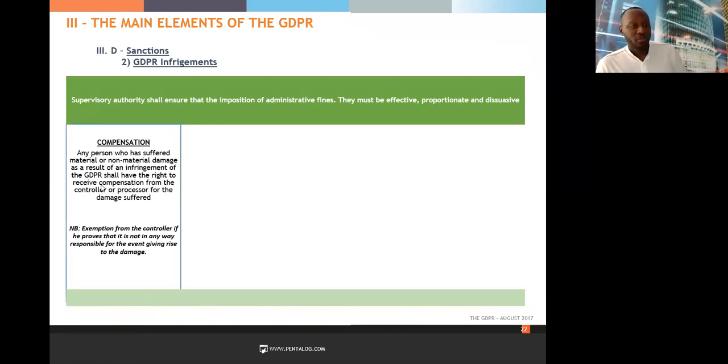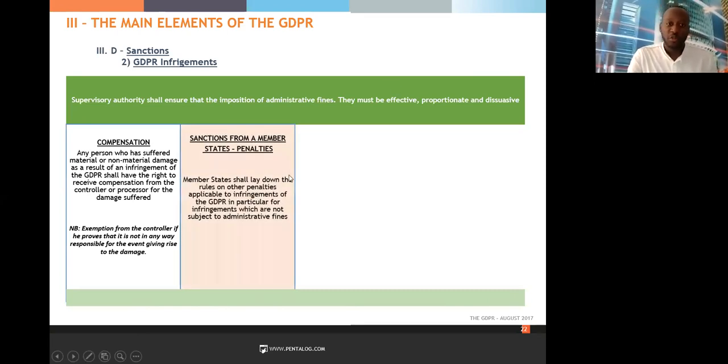How does it work? First, you have compensation. This means that any person who has suffered material damage because of your breach should have the right to be compensated by you or the processor for the damage suffered. Exemption: if you can prove that you are not in any way responsible for the event giving rise to the damage. Sanction from a member state, penalty: member states shall lay down the rules on other penalties applicable to infringements of the GDPR, in particular for infringements not subject to administrative fines.